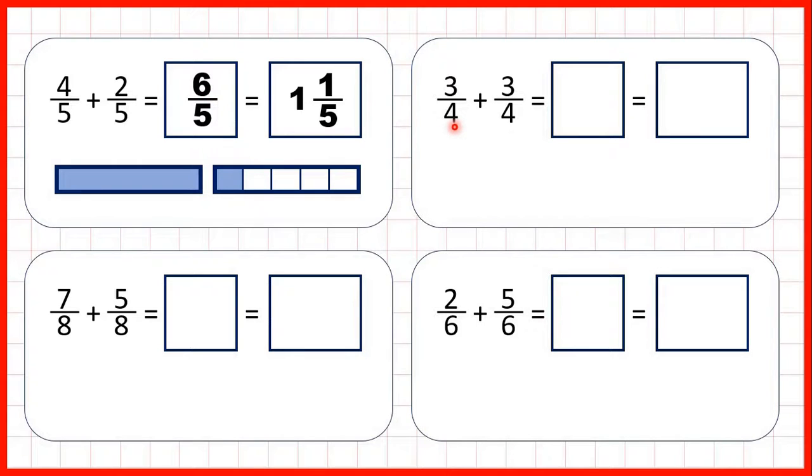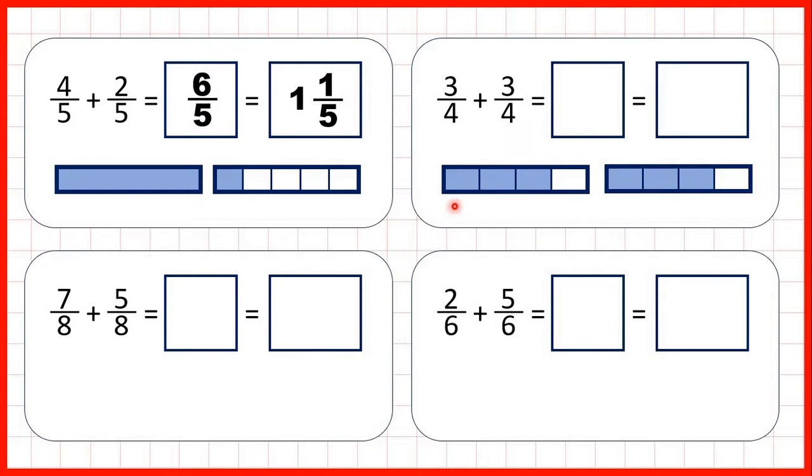Next we have 3 quarters, so 3 parts out of 4, and we're adding 3 quarters. Now, as an improper fraction, our answer is 6 quarters, because remember, each of these pieces is 1 quarter, and we have a total of 6 pieces. But again, we can push what we have together, and that makes 1 whole and 2 quarters, so that's our mixed number. And we can get that answer because 6 divided by 4 is 1 remainder 2, or because 1 times 4 is 4, and then we need 2 more to get 6, and that's the numerator of our improper fraction.